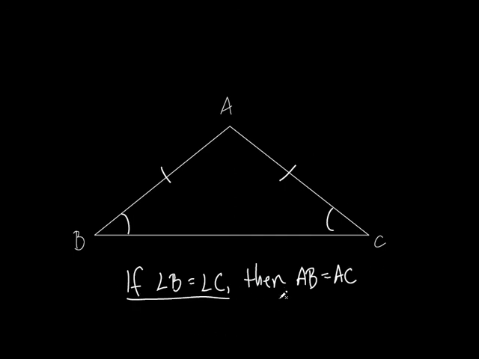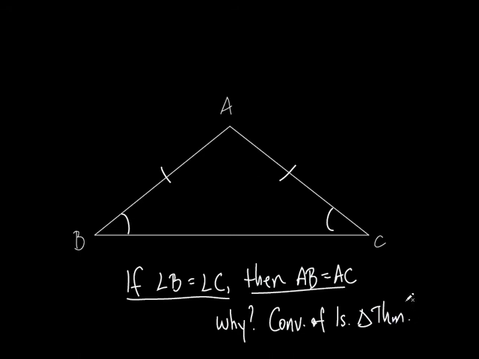Now, what if I said why? What's my reasoning? If this was a proof, and I gave you that B and C were equal to each other, and you said that, okay, if B and C are equal, that means AB and AC are equal to each other. Why? Give me a reason. It's the converse, right? It's the converse of the isosceles triangle theorem. Okay? Make sense? That's the converse.